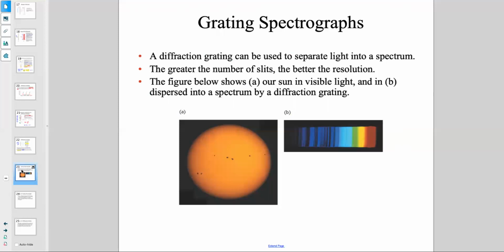Okay, the figure below shows our sun in visible light. Visible light is from 400 nanometers to 700 nanometers. And then B, using the diffraction grating, we see the spectrum of light, all the way from blue to red.